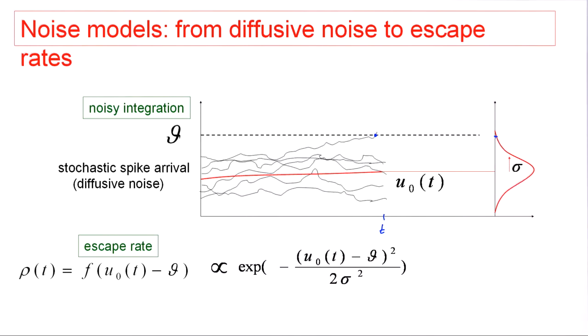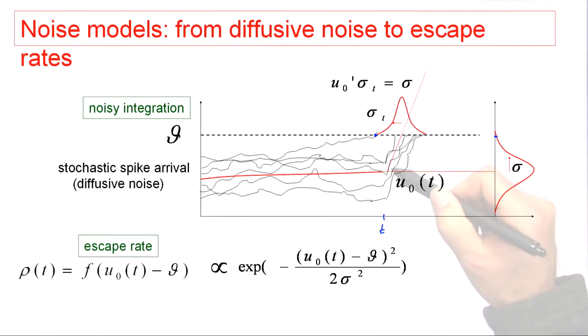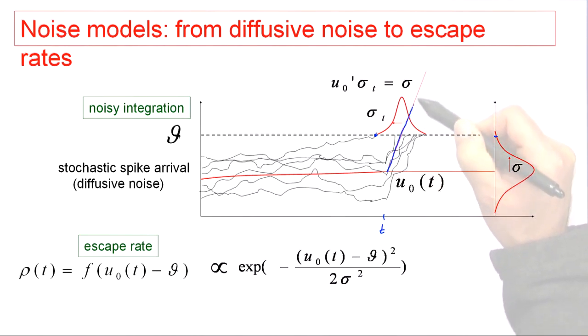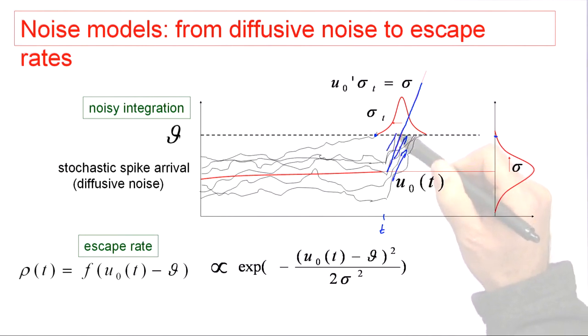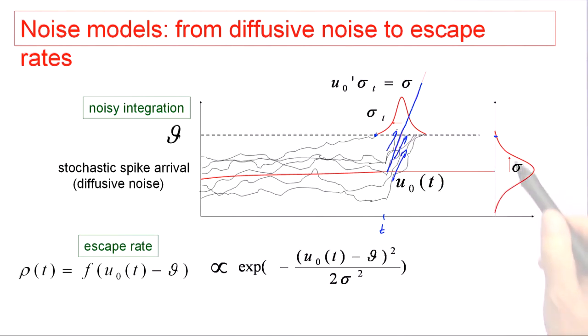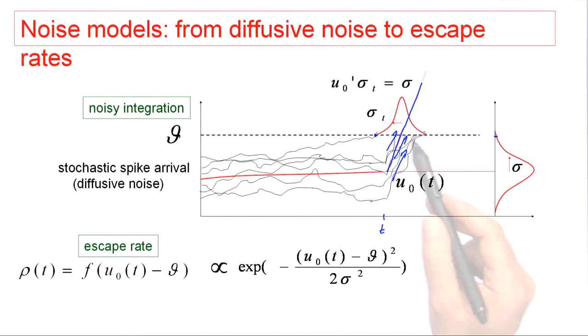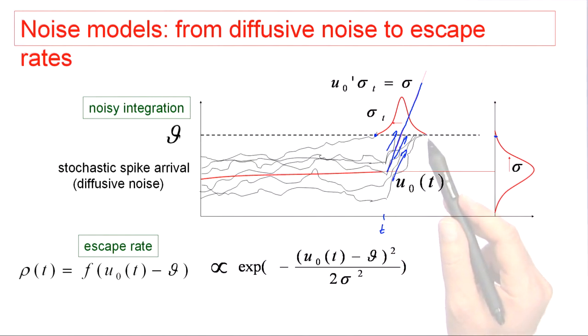Now this is only part of the story, because suppose I give a strong current drive. This drive will put the mean trajectory rapidly across the threshold. And in fact, all the other trajectories are driven towards the threshold. So the whole distribution of membrane potentials that we had at time t, this vertical distribution, is rapidly pushed across the threshold and gives rise to a distribution of firing times that's also nearly Gaussian.